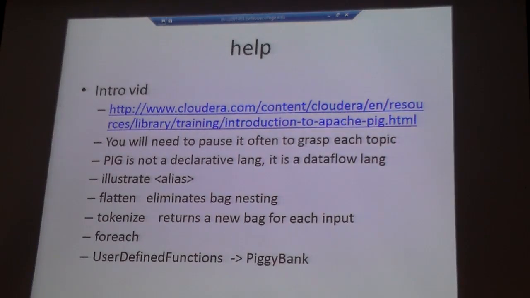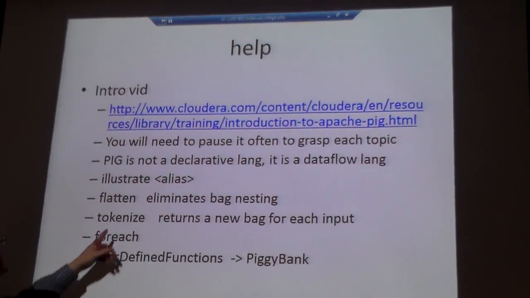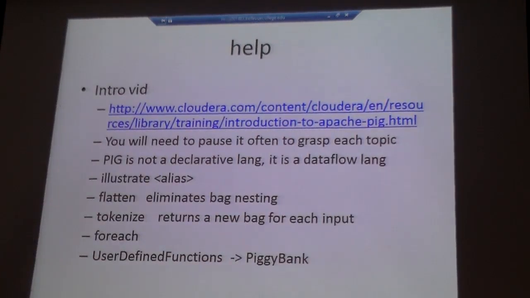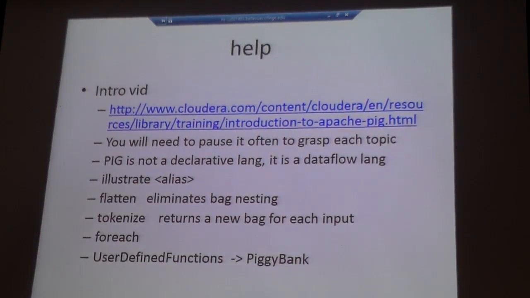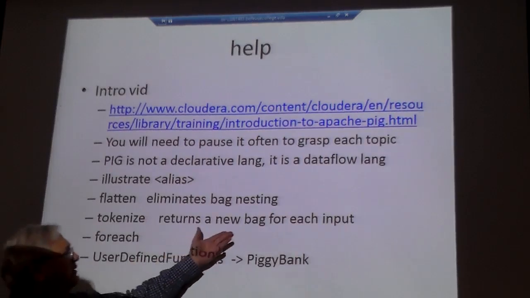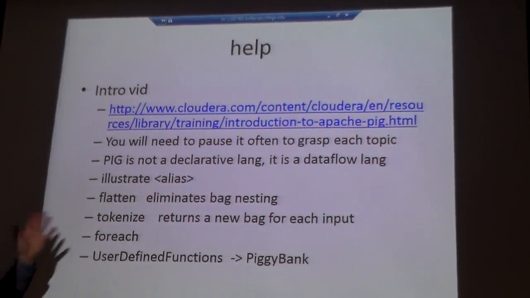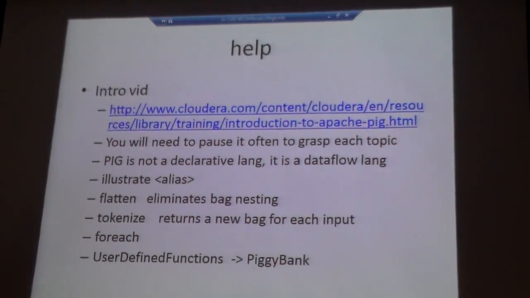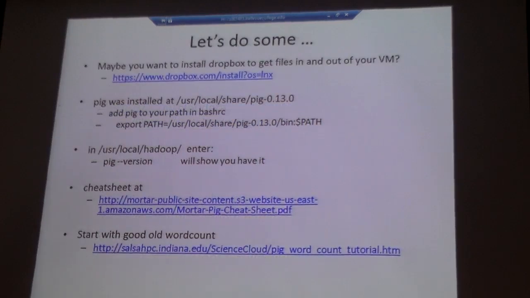Pig is not a declarative language. It is a data flow language, which is why it's sort of hard to get my arms around it. There's an operation here called flatten, and it gets rid of bag nesting. We'll see an example of that. Tokenize returns a new bag for each input. And that's what we just used a minute ago. We've seen foreach. You can have user-defined functions.